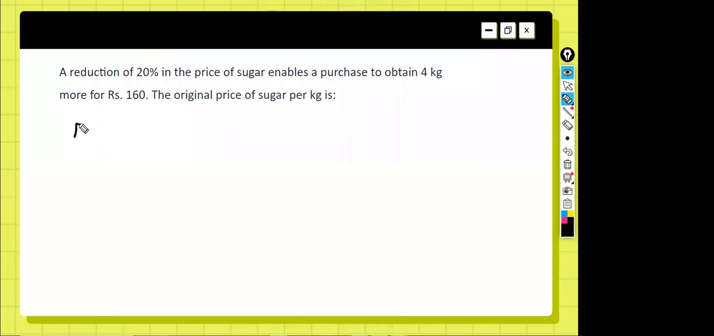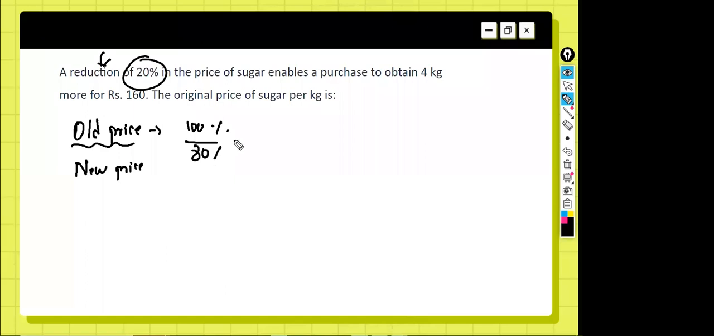So what is the old price? Old price is 100%. And what is the new price? 20% is reduced, right? So the new price will be 80%. What is the ratio of old price to new price? It is 10:8 or 5:4. If the price is reducing, what will happen to the quantity? It will increase or decrease? What do you guys think? Increase. Yeah. So the price is reducing, so we can buy more items, right?